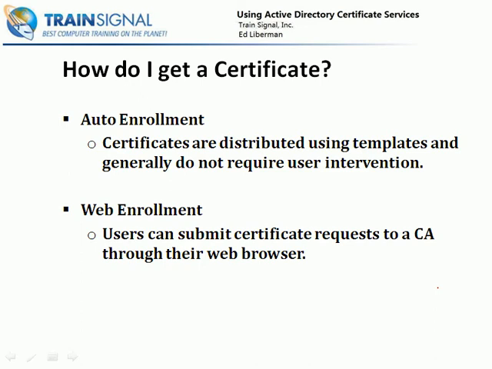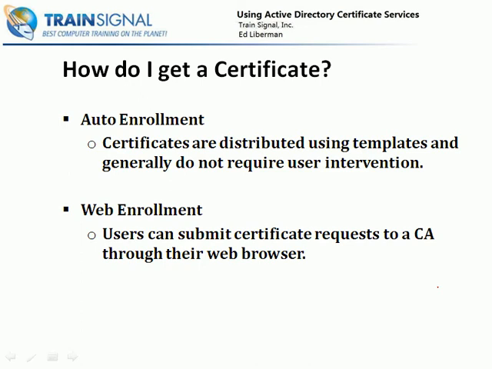You're going to have to go through whatever measures that public CA asked you to go through, whether it be providing address and phone number, maybe officers of the company, write a letter on letterhead. There's all kinds of things that have to be done to validate who you are to a public CA. Auto-enrollment is something you can do in an internal PKI environment.